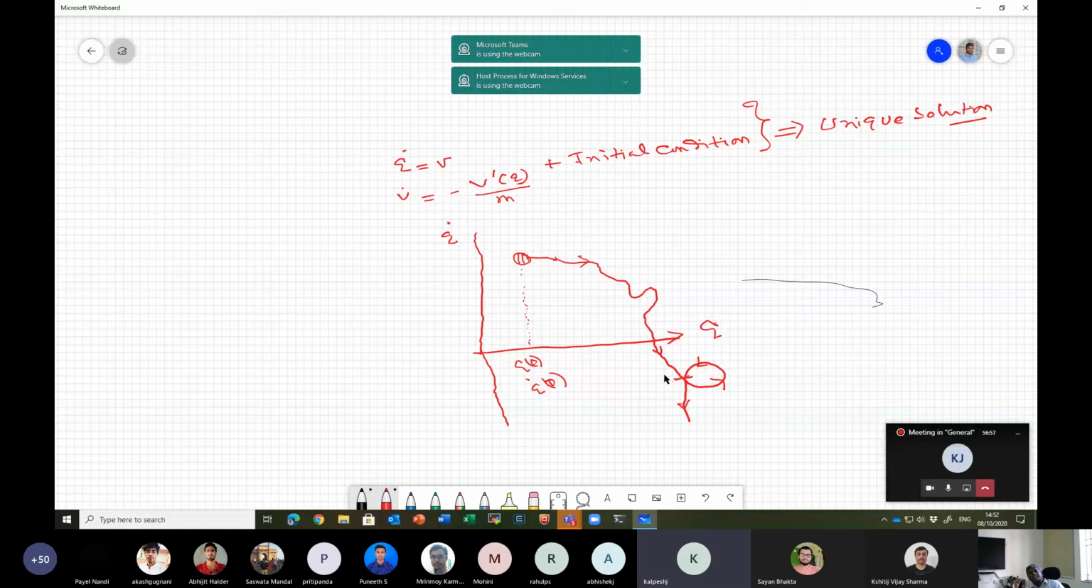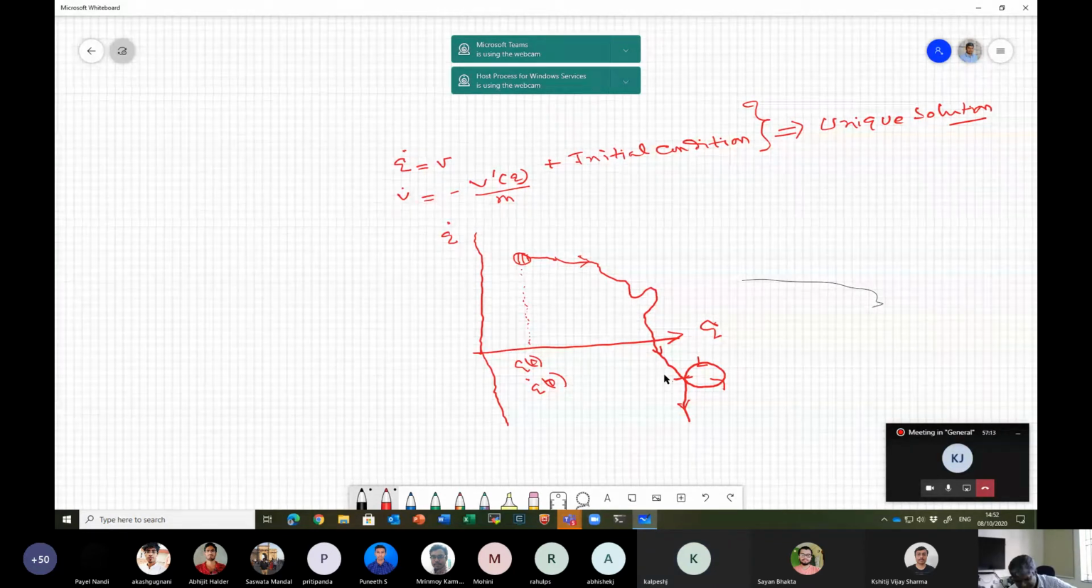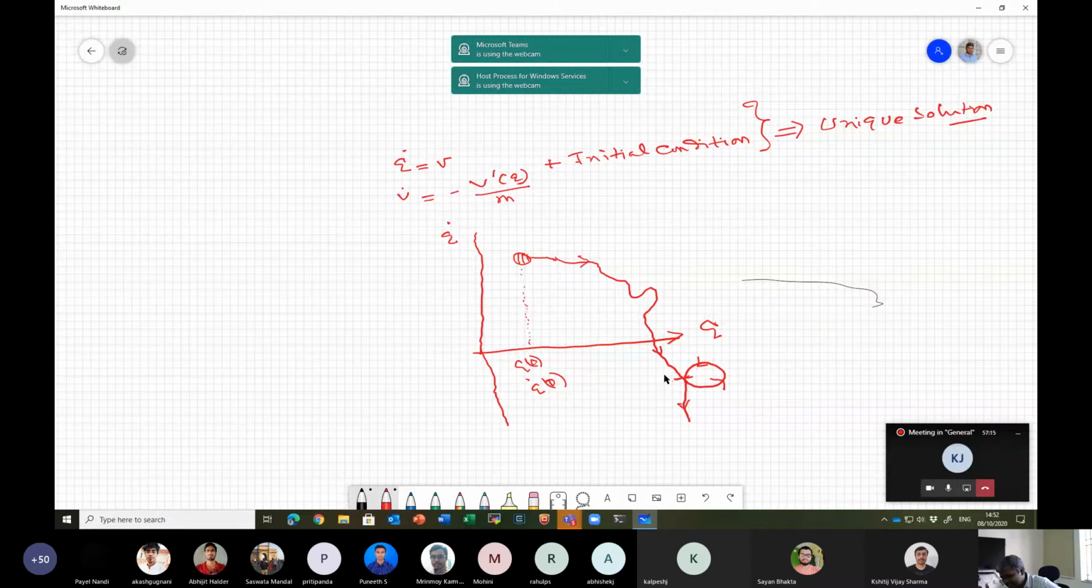Maybe in case of a conservative field, it won't intersect. But if the field is not conservative, then it may intersect. Okay, so I think all of them are correct to a certain degree. All the three answers that you have, to a certain degree, they are correct actually.